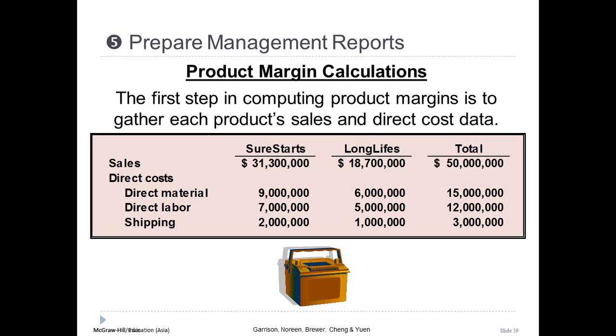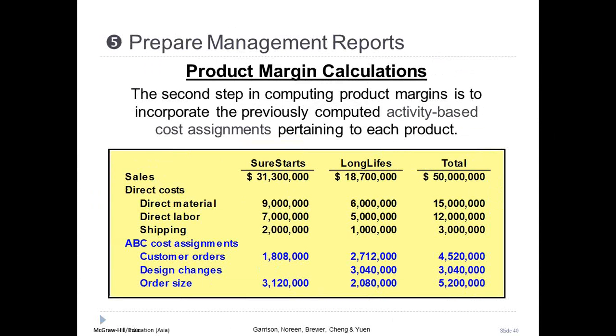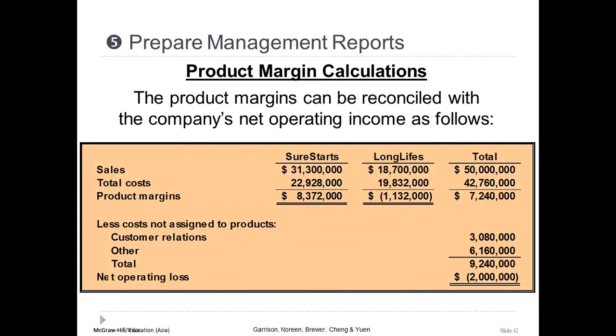The second step is to incorporate the previously computed activity-based cost assignments pertaining to each product. Now, the third step is to compute margins, which is $8.3 million for Sure Starts and a loss of $1.1 million for Long Lives, by deducting each product's direct and indirect costs from its sales. The product margins can be reconciled with the company's net operating loss as shown here.